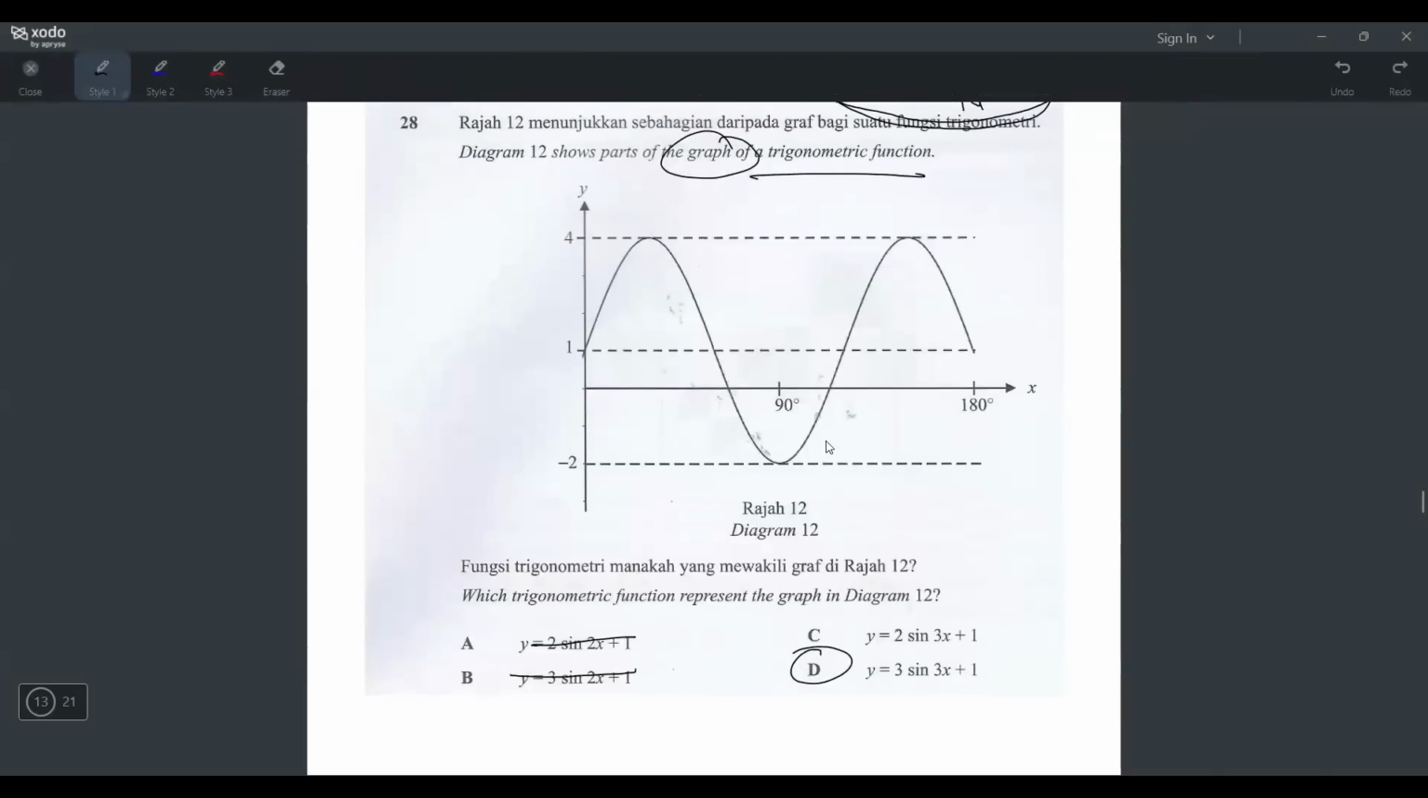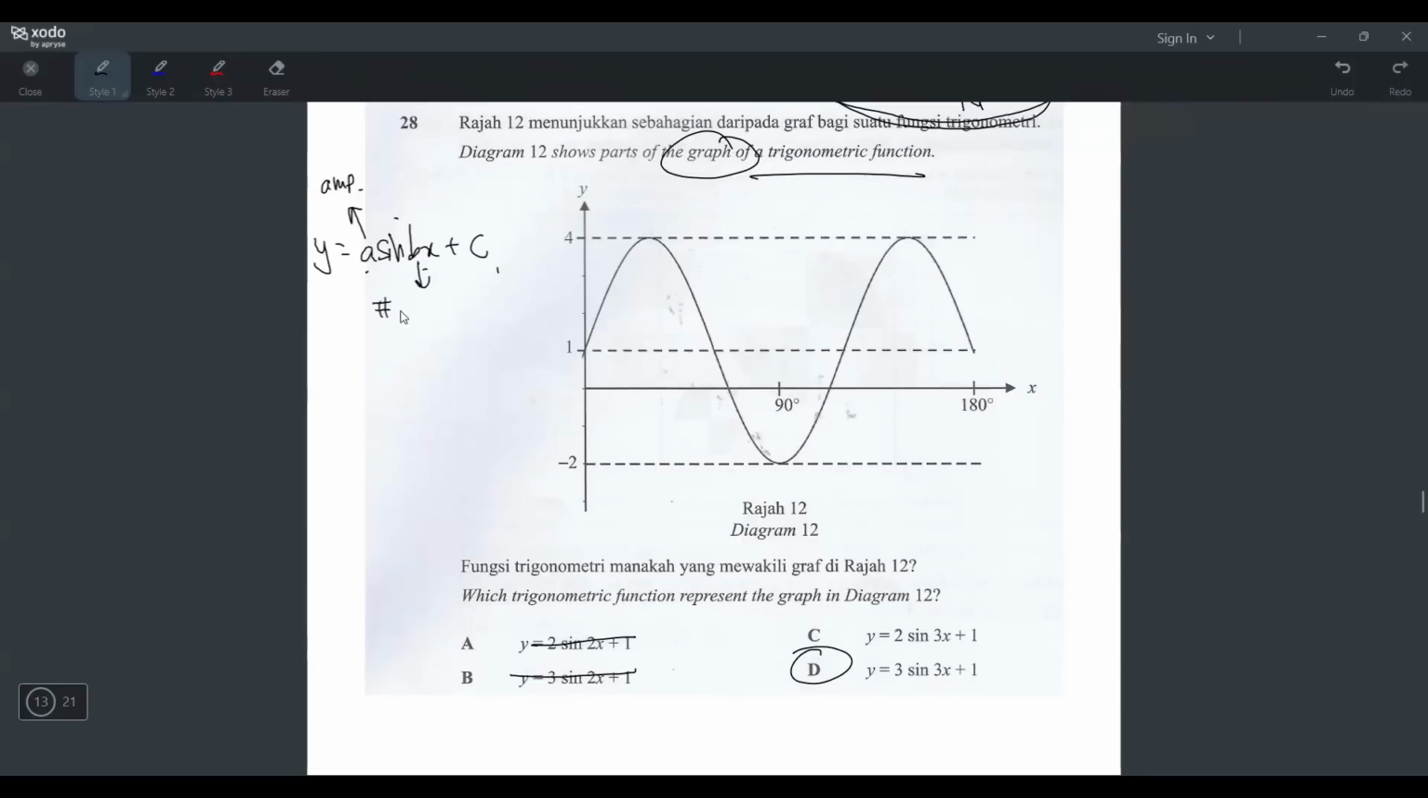First thing first, we all know this is a sine graph. Confirm it is a sine graph. So if it's a sine graph, the equation will look like this: a sine bx plus c. Why I say confirm sine graph is because of this shape. This shape only appears in a sine graph. Okay, but you need to know what are a, b, and c, right? Okay, a will be the amplitude, right? Or you can say yeah, amplitude, okay?